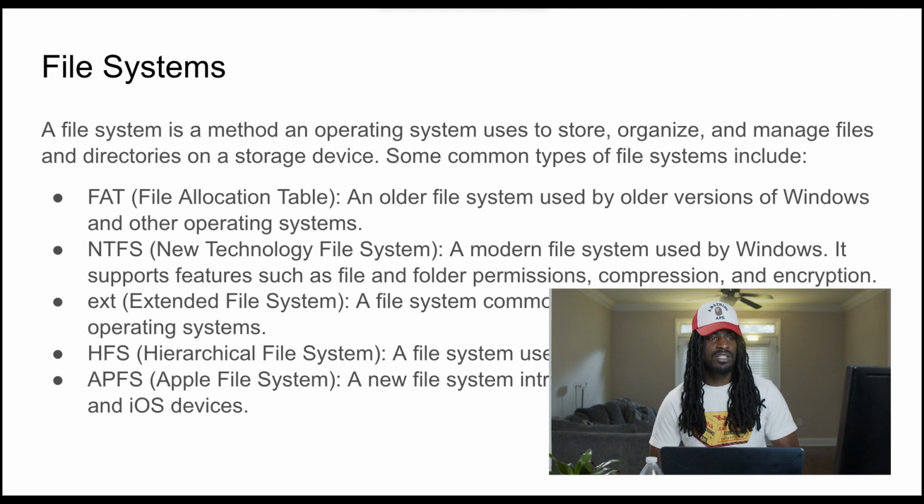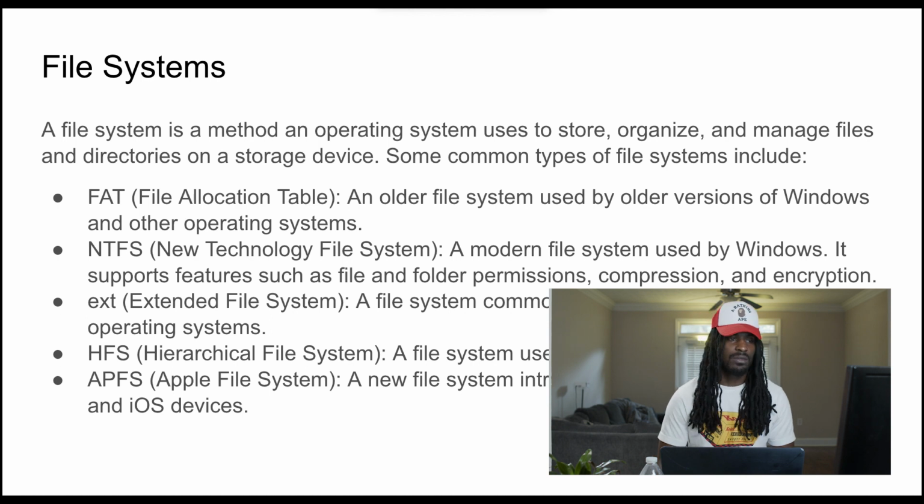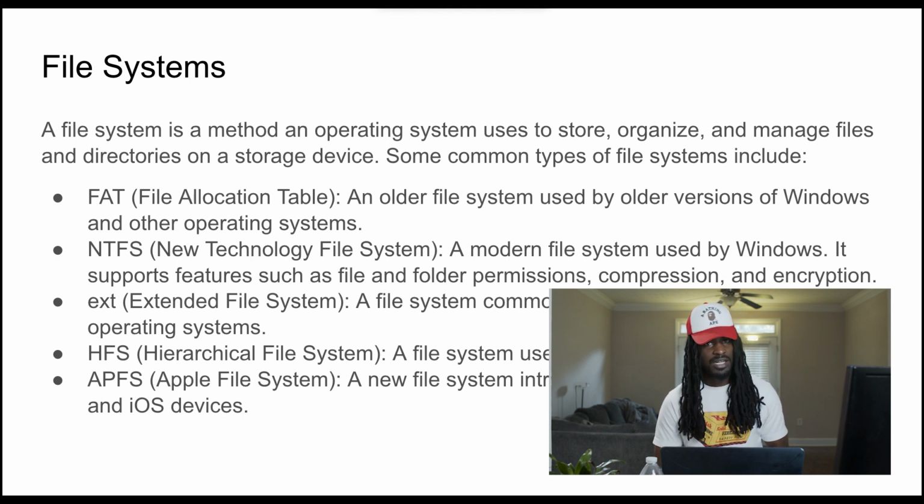Some common types of file systems include FAT, which is a file allocation table, an older system used by older versions of Windows and other operating systems. NTFS, a new technology file system, is a modern file system used by Windows. It supports features such as file and folder permissions, compressions, and encryption. Extended file systems, a file system commonly used on Linux and Unix-based operating systems. HFS, a hierarchical file system, is a file system used by Mac OS. And APFS, the Apple file system, is a file system introduced by Apple for their Macs and iOS devices.